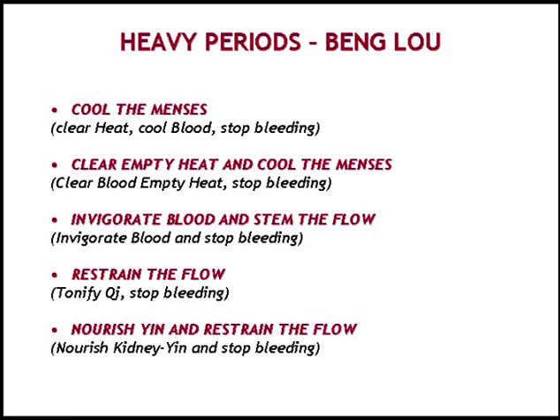And if you look at the fourth and fifth, you can put these two together as well, because the bleeding here is from Qi Xu. The difference is that this is bleeding from Qi Xu, this is bleeding from Qi and Yin Xu. But I use the fourth one much more than the fifth one.